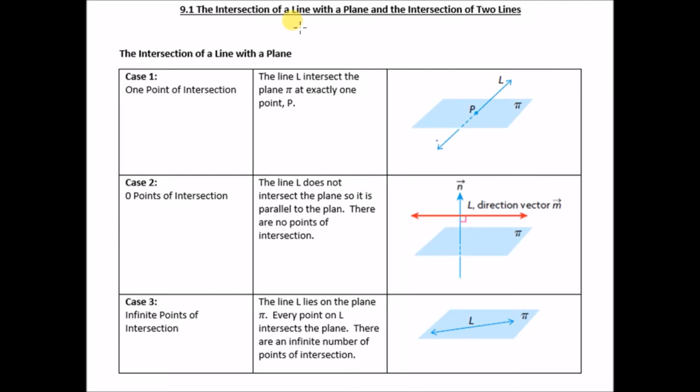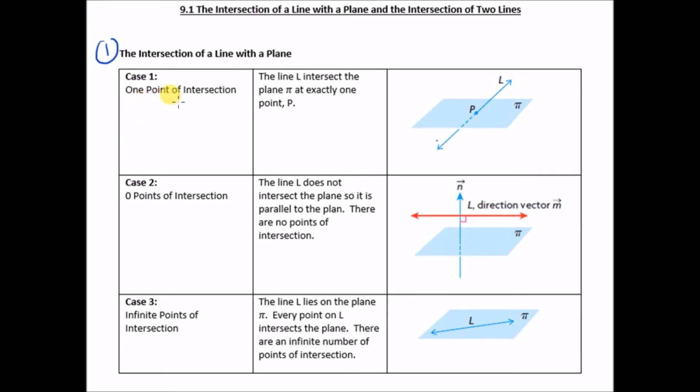Section 1: the intersection of a line with a plane and the intersection of two lines. In this section, we're going to be talking about two different things. First, we're going to be talking about the intersection of a line with a plane. There are three different scenarios that we can end up with.